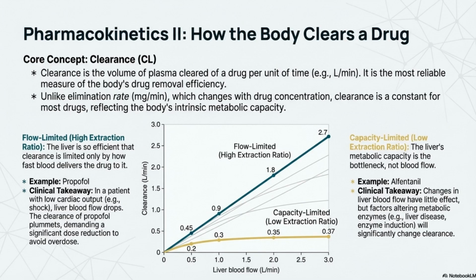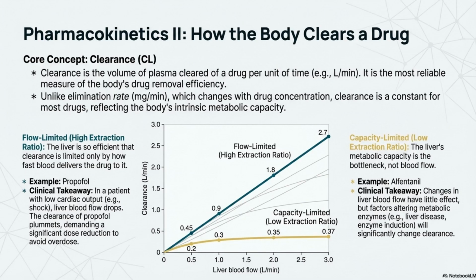What does that mean? In this case, the extraction ratio, or ER, is nearly 1. That means the liver's so efficient it removes almost every single drug molecule that flows through it on the first pass. So the liver's metabolic machinery is just overwhelming. It is. So the bottleneck, the rate-limiting step, is simply how fast you can get blood to the organ. And the classic example is propofol. Propofol is the prime example. Its clearance is almost entirely dependent on liver blood flow.